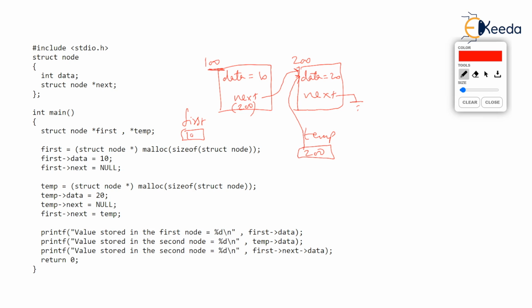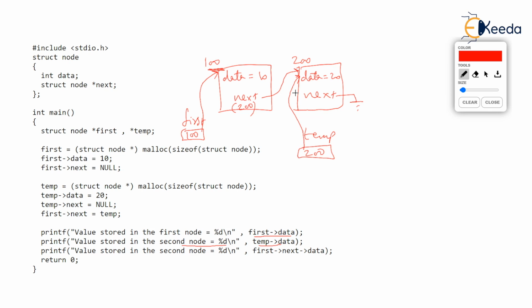Now let's print some outputs. The printf to which I am pointing here will print value stored in the first node in %d format. Check that it is printing first arrow data. So if you follow the mouse cursor, first arrow data is going to be 10. So first output will be 10. The second output is the value of the second node we are printing, which is temp arrow data. So temp arrow data, you observe this temp arrow data is 20. So the second output will be 20.